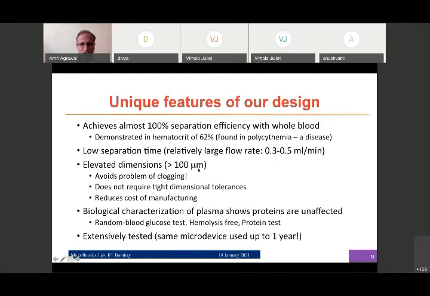And of course, it also reduces the cost of manufacturing because a lot more manufacturing techniques are now available for making these devices. Of course, then we have done detailed characterization of the plasma which is coming out. And we actually find this is very high quality plasma, in fact, better than what we would get from a centrifuge. And these devices are very extensively tested with no issue, no failures and so on.